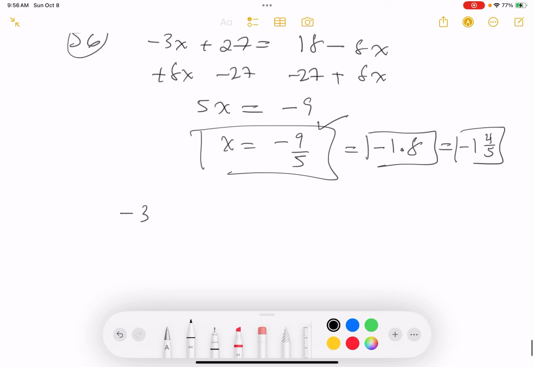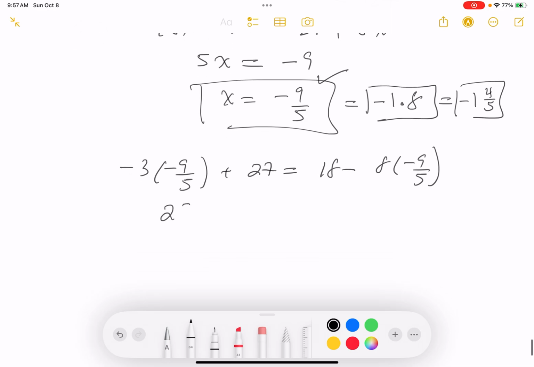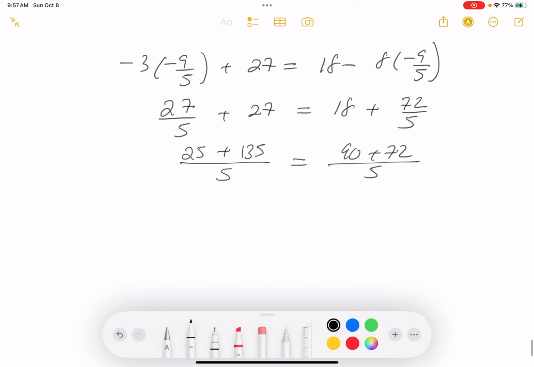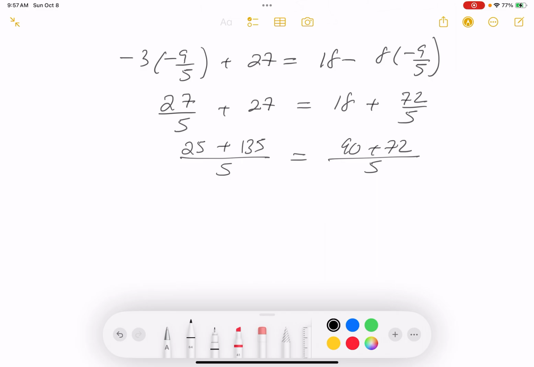And it's going to be minus 3 times minus 9 fifths plus 27 equals 18 minus 8 times minus 9 fifths. What do you get here? 27 fifths plus 27 equals 18 plus 8 times 9 is 72 fifths. All right, let's check it out. Common denominator is 5. This is 27 plus, well, 5 times 27 is 135. This is 5. Let's see, 5 times 18 is 90 plus 72. Let's check this out. What do you get over here? Let's see, 135, 140, 160.